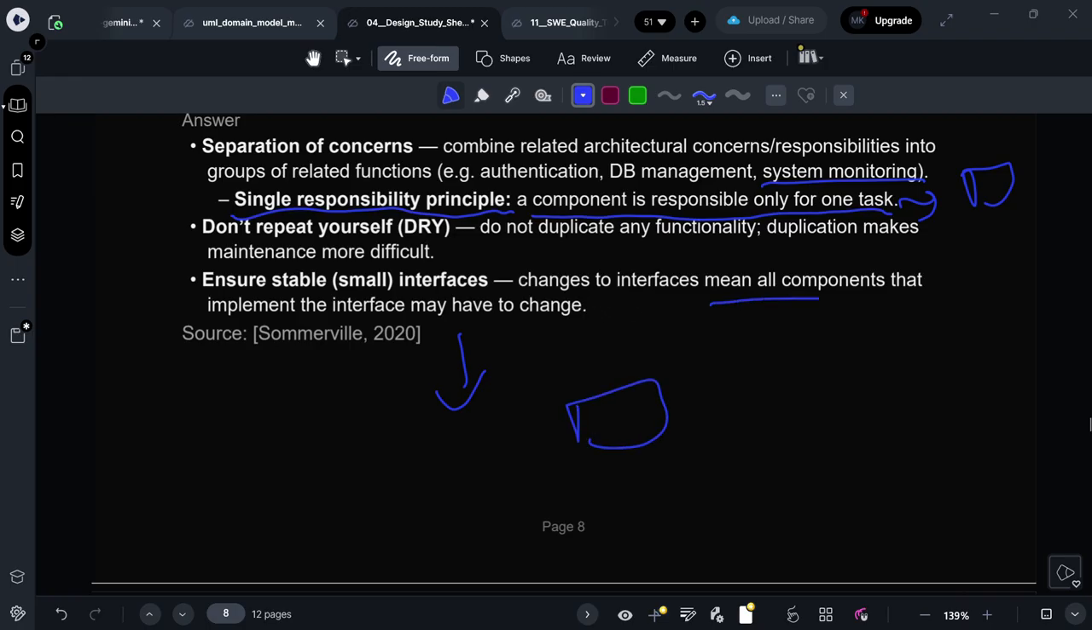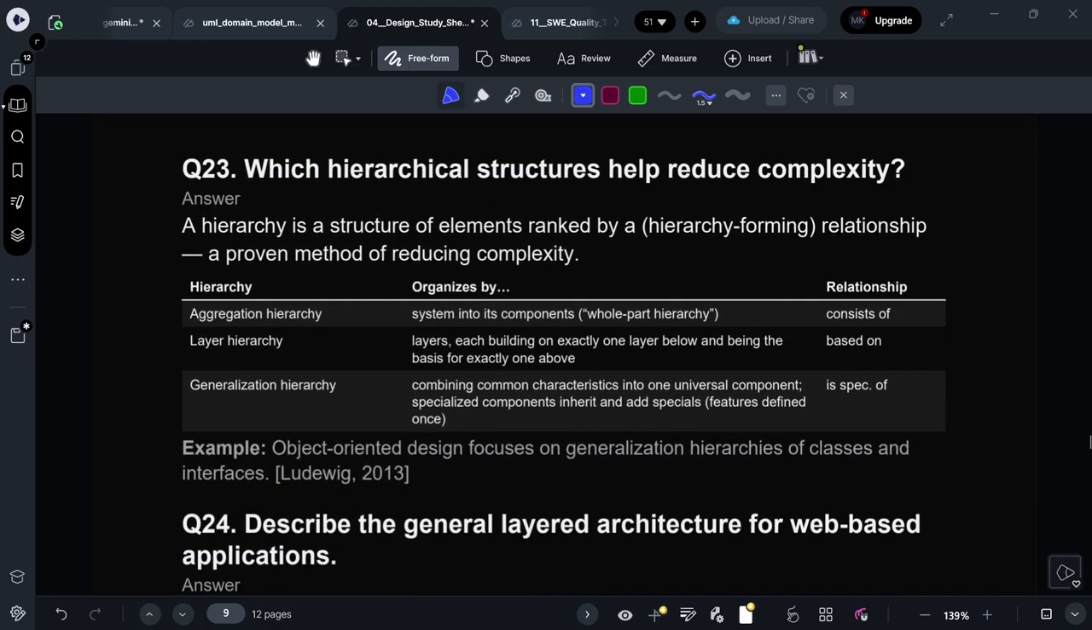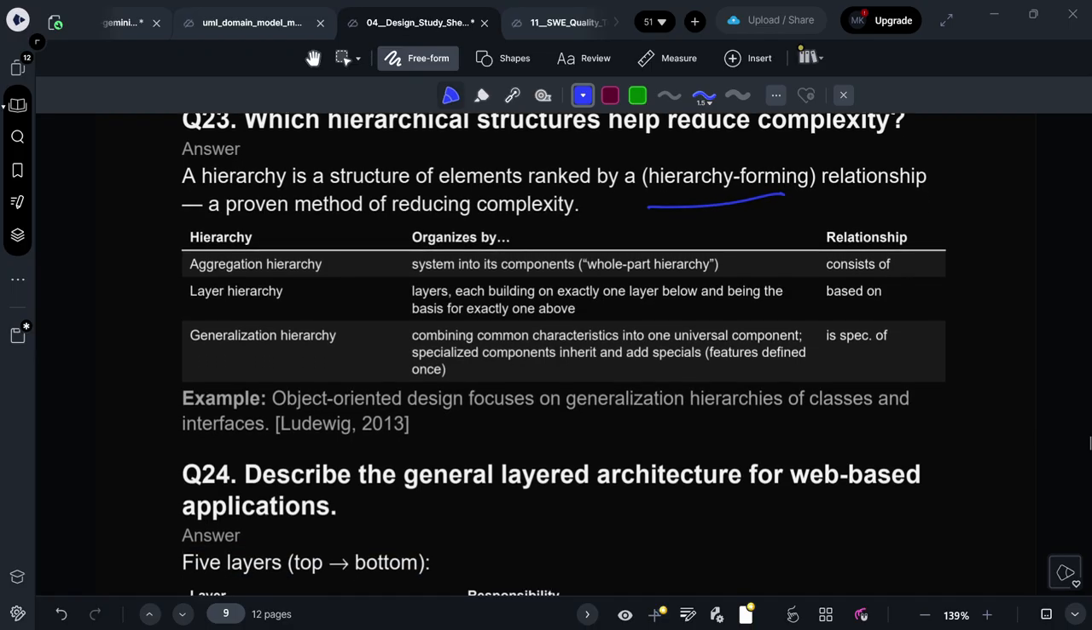Changes to interfaces mean all components that implement the interface may have to change. Then we have which hierarchical structure helps reduce complexity. A hierarchy is a structure of elements ranked by hierarchy forming relationship, a proven method for reducing complexity. We have aggregation hierarchy, which is organized by systems into its components. Whole part hierarchy, which is the relationship consists of.